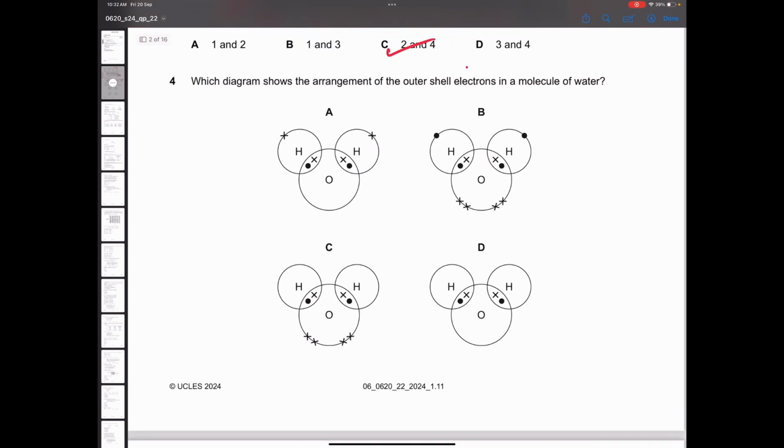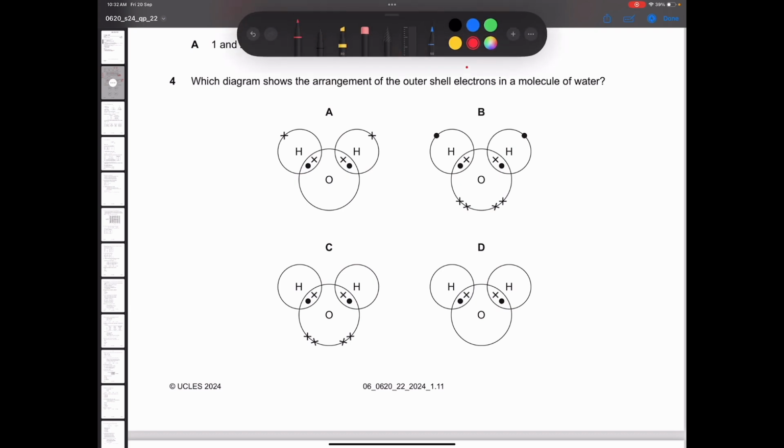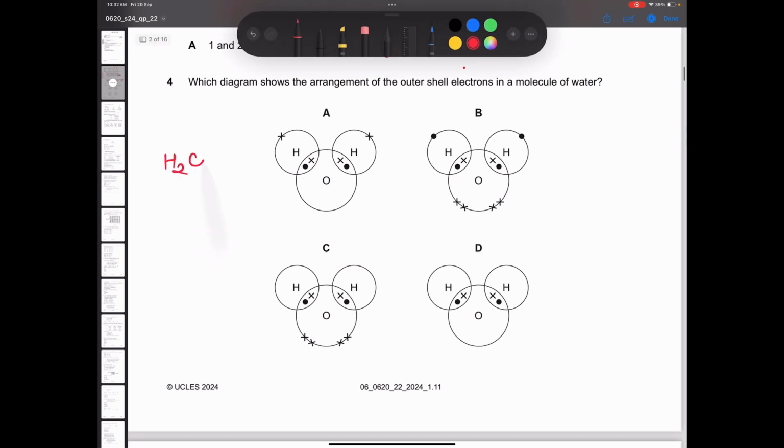Question 4. Which diagram shows the arrangement of outer shell electrons in a molecule of water? So for this we know that water is H2O, and hydrogen in its valence shell has 1 electron, oxygen in its valence shell has 6 electrons.